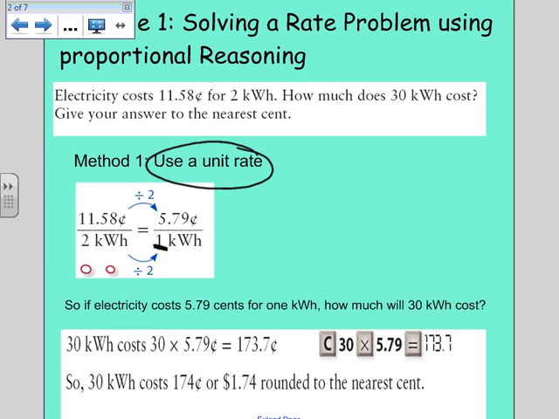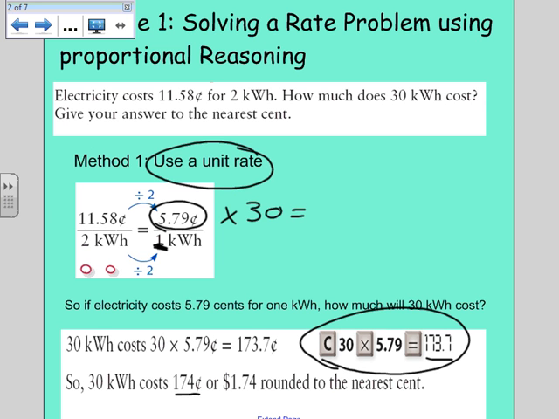11.58 over 2 kilowatt hours divided by 2 equals 5.79. So 11.58 divided by 2 is 5.79. If we know that it's 5.79 cents for 1 kilowatt hour, how much does 30 cost? So we just times it by 30, and that equals 173.7, which is shown down here. So it's 174 cents or $1.74, rounded to the nearest cent.